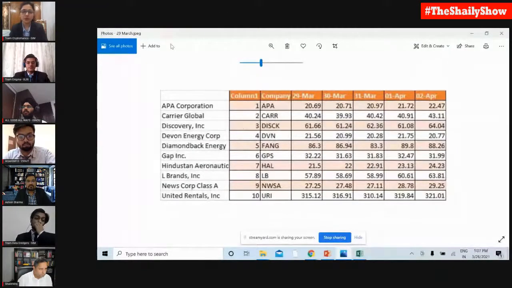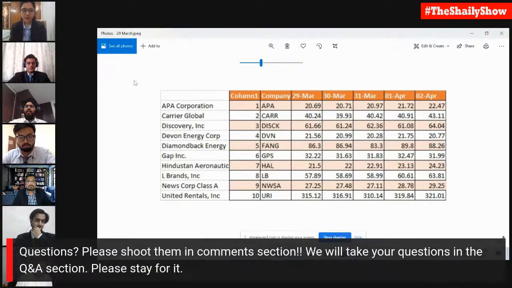Yes. So these are the top 10 stocks that we have found out for 29th of March till 2nd of April. So APA Corporation, Carrier Global, Discovery, Devon Energy, FANG, Diamondback Energy, Gap, Hindustan Aeronautics, L Brands, News Corp. Is Hindustan Aeronautics listed on the US Stock Exchange? HAL is listed in S&P. Okay. United Rentals.